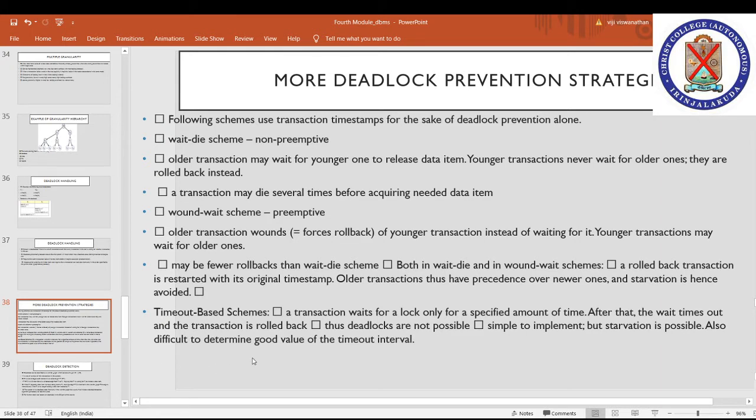Next strategy is timeout-based schemes. Transactions wait for a lock only for a specified amount of time. After that, the wait times out and the transaction is rolled back. Thus, deadlocks are not possible. This is simple to implement, but starvation is possible. Also it is difficult to determine a good value of the timeout. These are the deadlock prevention strategies: wait-die, wound-wait, and timeout-based schemes.